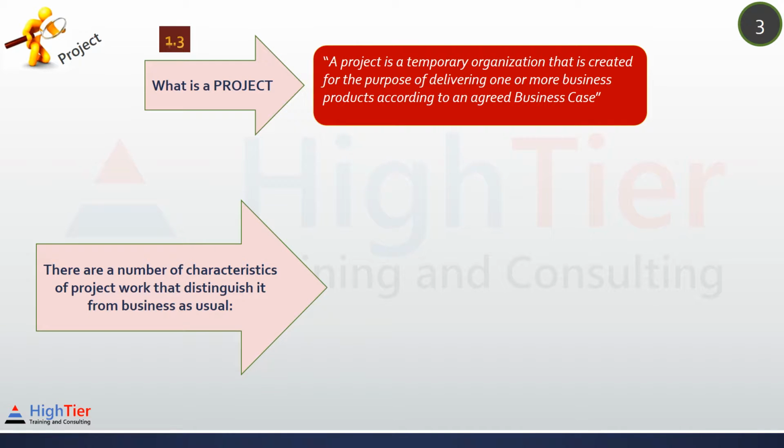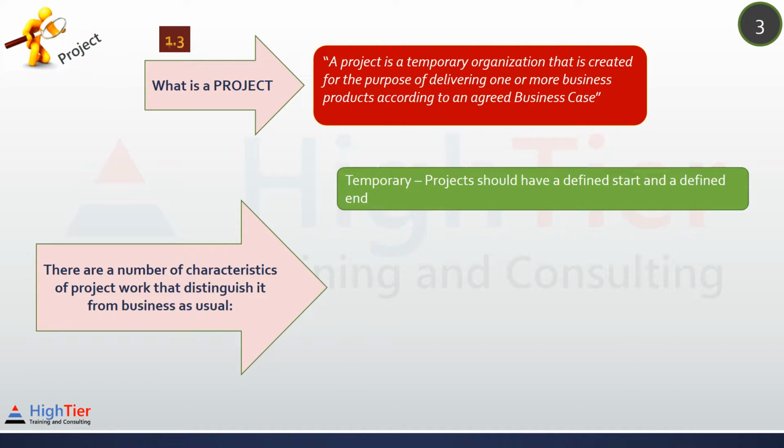There are a number of characteristics of project work that distinguish it from business as usual. Temporary. Each project has a defined start and an end. If projects go on forever, it becomes business as usual or operations. For example, introducing a new model of a car into a market is a project, but the mass production of the car for the same market is business as usual. Implementing a new software in the organization is a project, but supporting that software is business as usual.